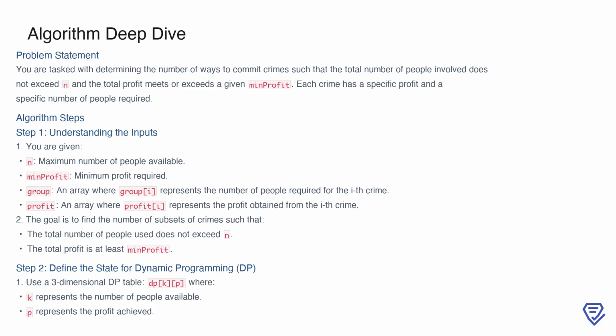To tackle this, we begin by defining the inputs. We have n, which sets the maximum number of people available, and min profit, which specifies the minimum profit we aim to achieve. The group and profit arrays describe the requirements and gains for each crime. The central idea is to use dynamic programming to efficiently calculate the number of valid subsets without explicitly generating all possible combinations. We define a three-dimensional DP table, where dp[i][k][p] represents the number of ways to select a subset of crimes that uses up to k people and achieves exactly p profit. This table will serve as the foundation for building our solution iteratively.